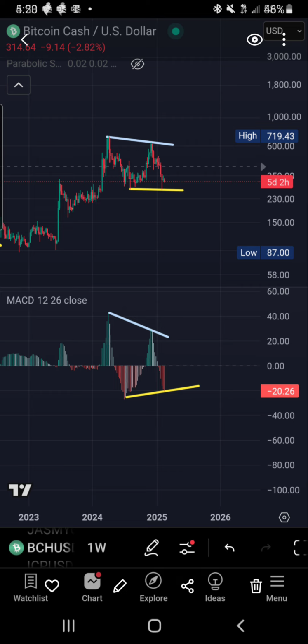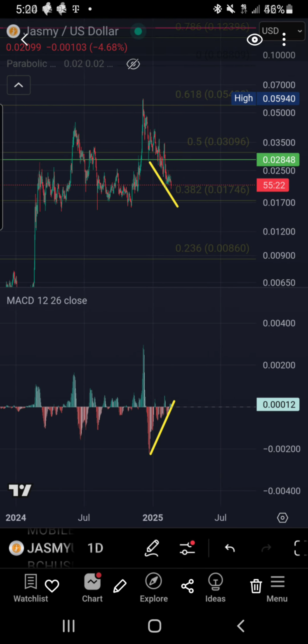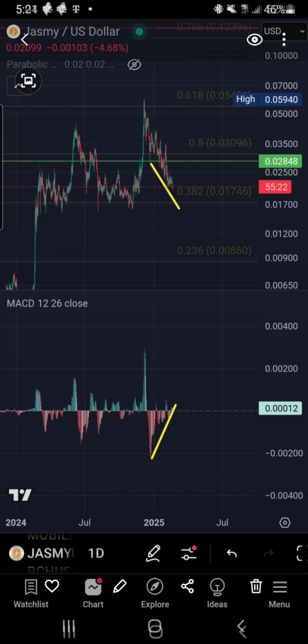Now I will tell you that the ones that I'm in, they have this. Another one that I have is JASMY, and I think you need to have some JASMY. I also like ICP. It's being so quiet right now, right? And Filecoin, they're all showing this right now. A little bit different structure, but look at JASMY's bullish divergence. This is on the daily.